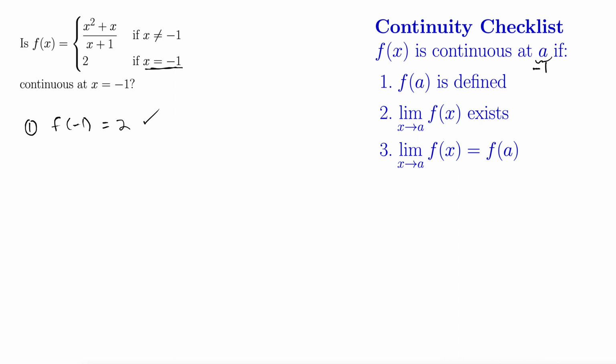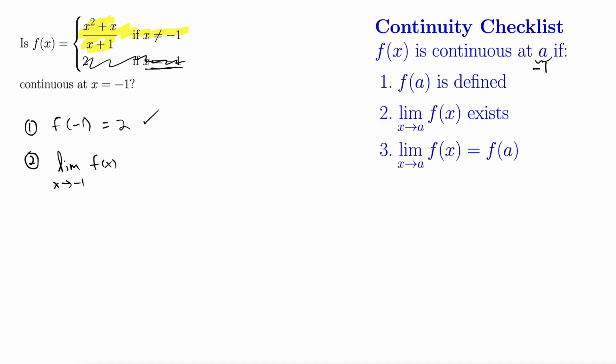Okay, moving on to number 2 in the continuity checklist. Number 2 says, does the limit exist? So here we're approaching -1, so I'm going to evaluate the limit as x goes to -1 of f of x. But remember that the limit as x approaches -1 doesn't actually care what happens at the point x equals -1. It only cares what happens as we get very close to x equals -1. So I'm going to focus only on this part of the function, and I'm going to ignore what happens to the function at x equals -1.